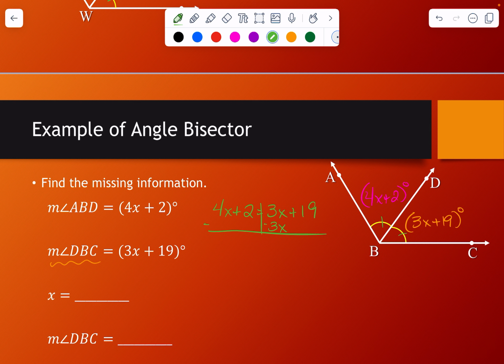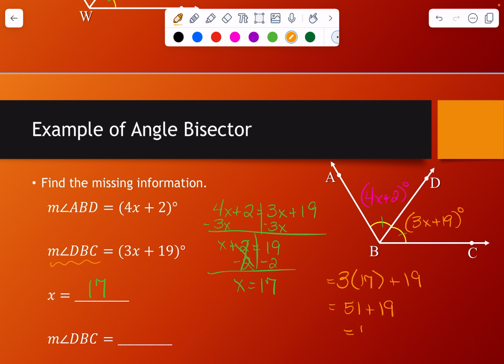So now we go to solve this, so we minus the 3x. Then I come in here, I solve again. So x equals 17. Now to find DBC, I simply take and I go, DBC is 3x plus 19. So I go 3 times 17 plus 19. 3 times 17, that's going to give me 51 plus 19, which is going to give us 70 degrees.